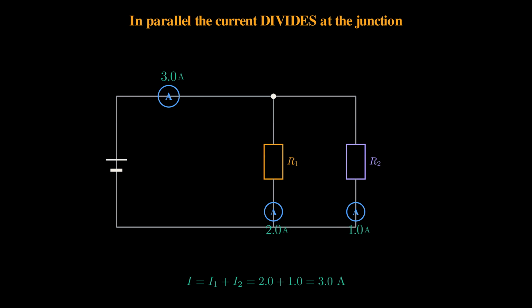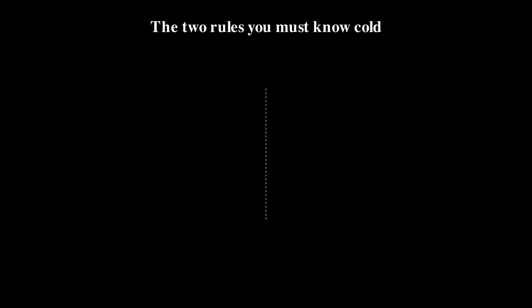And note the payoff of parallel. Adding a branch gives the current a new path. So the total resistance actually drops. Let me lock in the two combination rules, because every network reduces to them. In series, resistances just add. The total is the sum, and the same current flows through all of them while their voltages add up.